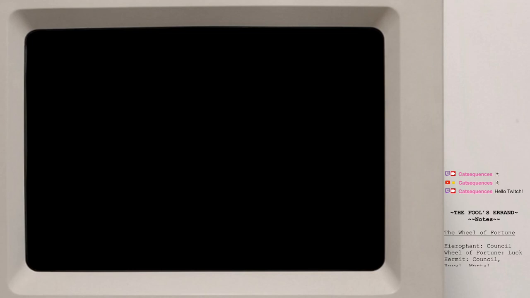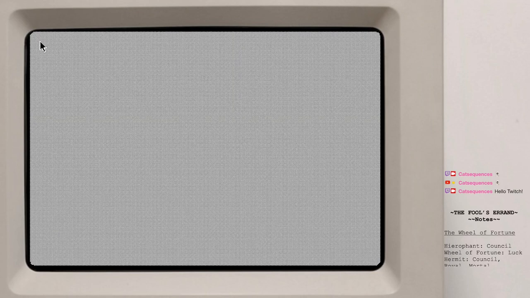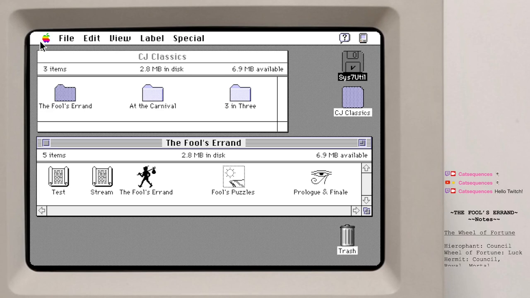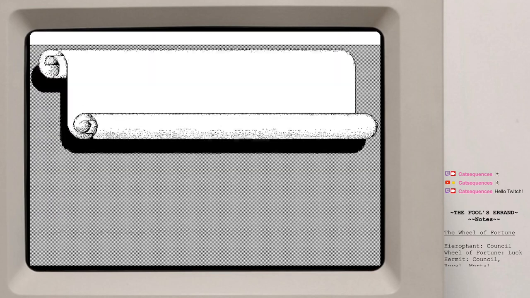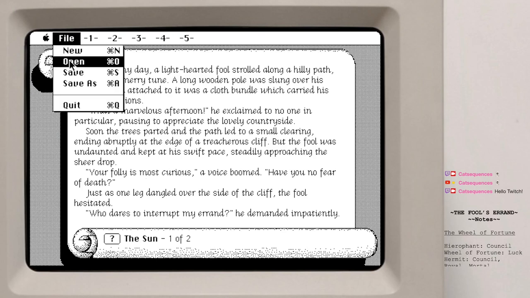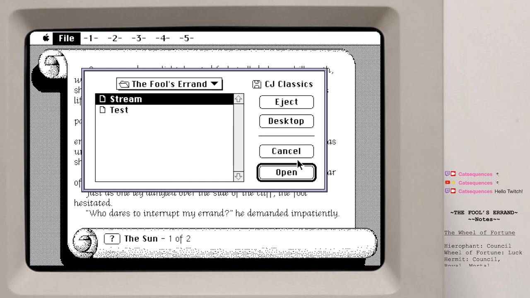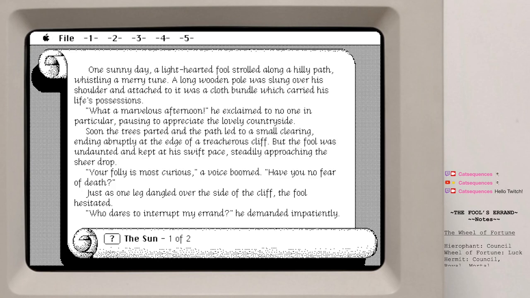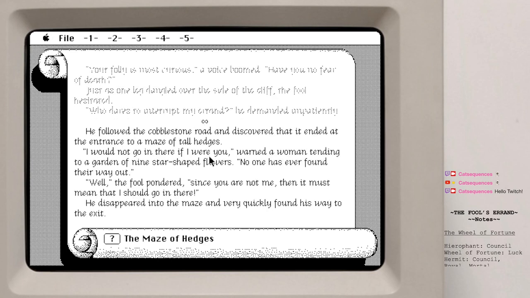Let me work out where I want to put my window. Here's good. It's the Fool's Errand, a classic Mac OS game from 1987. We're just booting up our mini vMac emulator here. There we go, and we'll get straight back into it. So the Fool's Errand is here. There we go. And I can open the stream one. Okay. Do you wish to save this game? The one I'm leaving? No. There we go, with the Maze of Hedges.